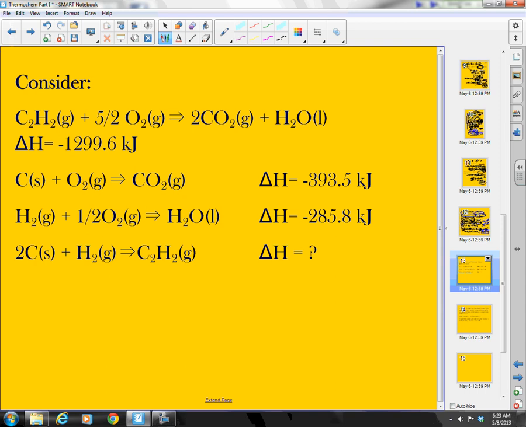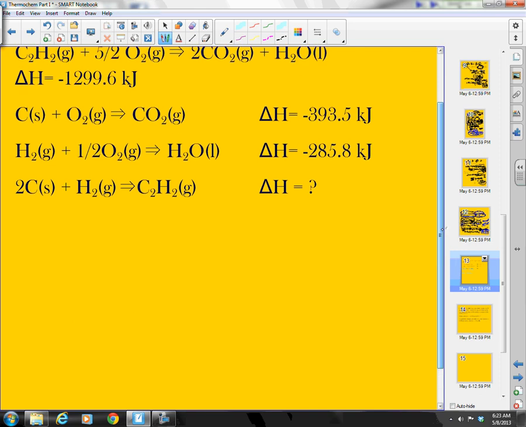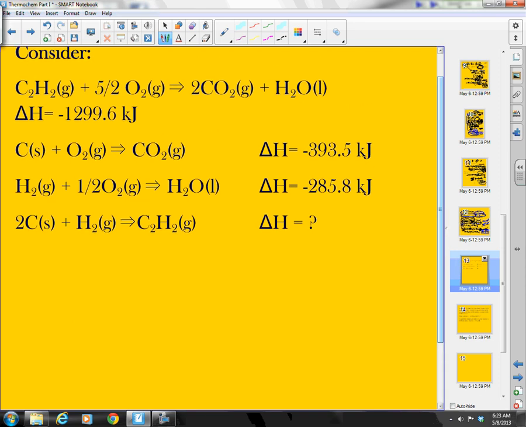Ooh, this looks complicated, doesn't it? It looks like a lot of stuff. Well, this is a lot like making a puzzle, and I love puzzles. So let's see. I need to have C2H2 on this side. You see any C2H2? Yeah, I see C2H2 right here, but it's on the wrong side. So what are we going to do? This is the one we want, that's my final. So I want C2H2 on my product side.